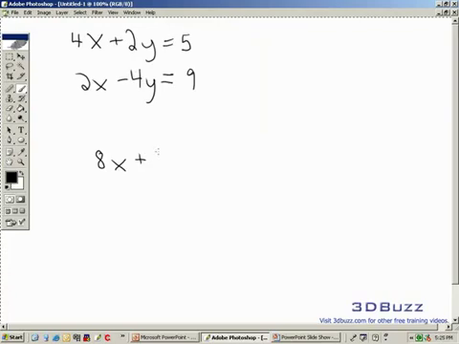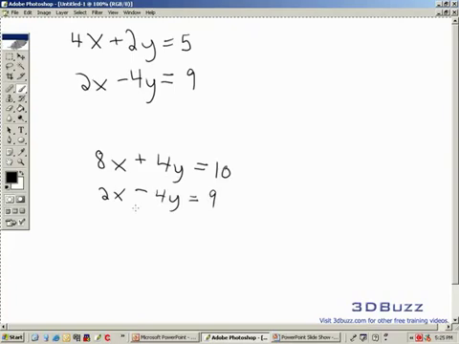8x plus 4y equals 10. Because you just go term by term and multiply by 2. So you haven't really changed anything. No, because if you divide it by 2, you'll have the exact same thing you had before. And now we still have the same second equation: 2x minus 4y equals 9.